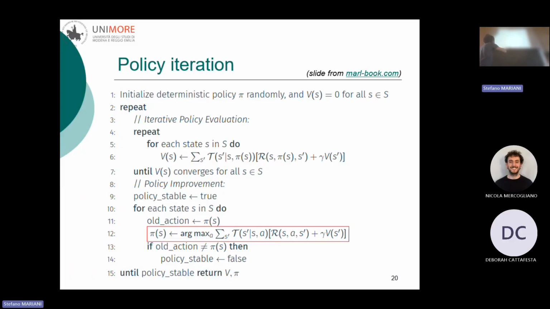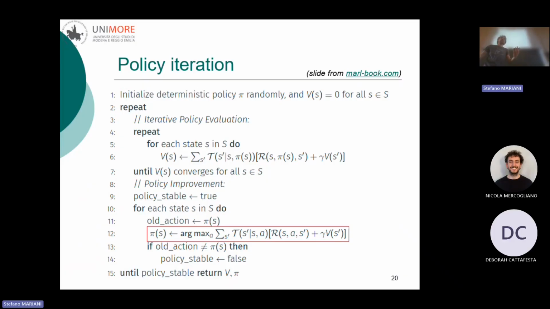Now you can improve the policy. You are still with a random policy, and for each state, according to your policy, you memorize the action that you did, and then you update the policy with the best action according to the value function that you computed before. Why do you memorize the old action? Because you need to do this loop until you no longer change the best actions. It means that you learned the best actions in any situation.